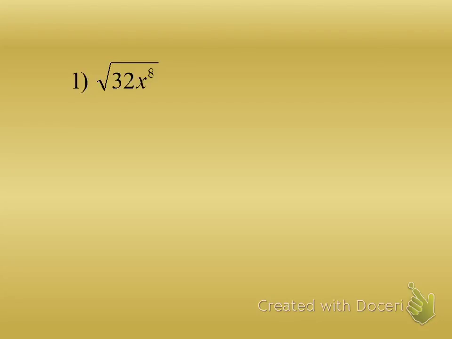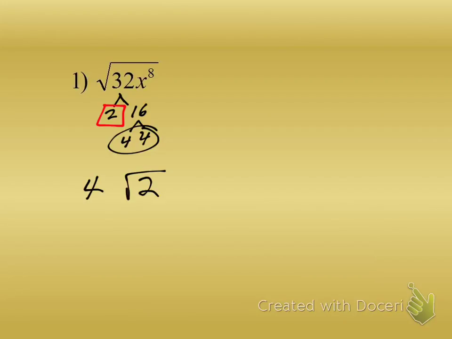Number 1, square root of 32x to the 8th. How are we going to start this problem? What do you want to do? Factor tree 32. Good. However you want to factor tree 32 is up to you. I'm going to go 2 and 16. 16 is going to go 4 and 4. There's my pair of 4s, and my 2 that stays in. So 4 square root of 2.